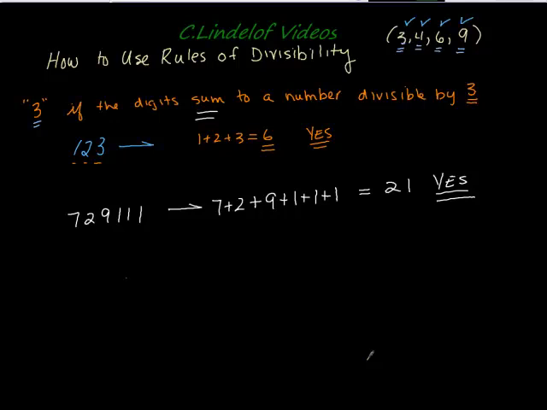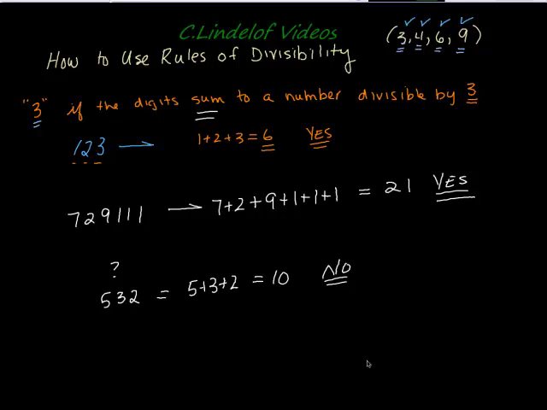Could take something different and say, what about 532? Answering the same question, 5 plus 2 plus 3 is 10. Is 10 divisible by 3? No, it's not, and therefore 532 is not divisible by 3.